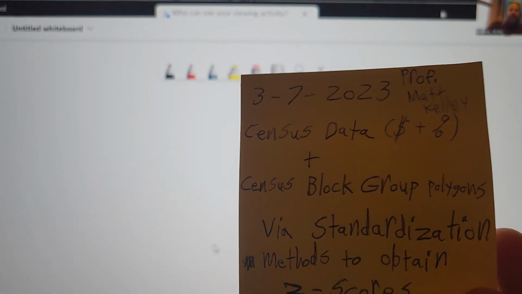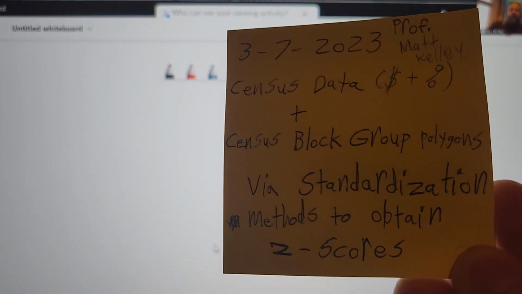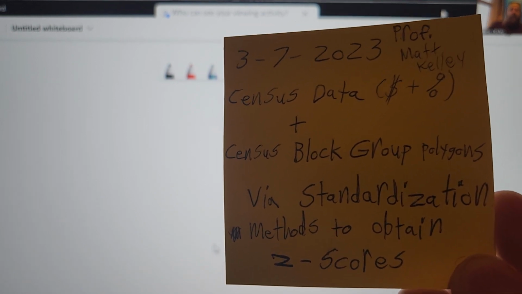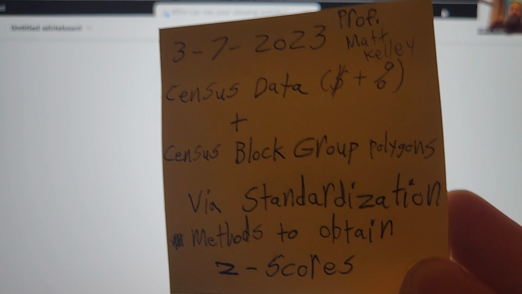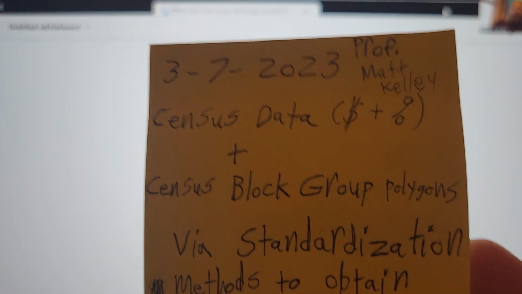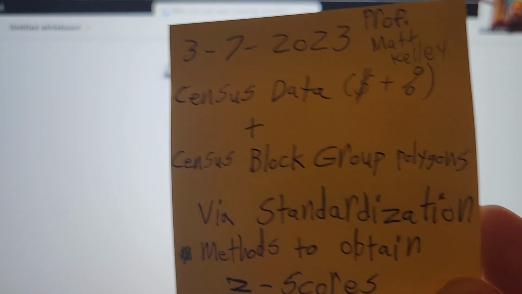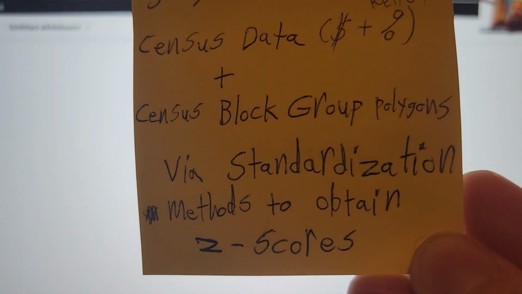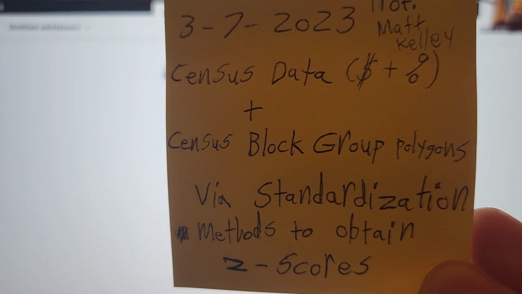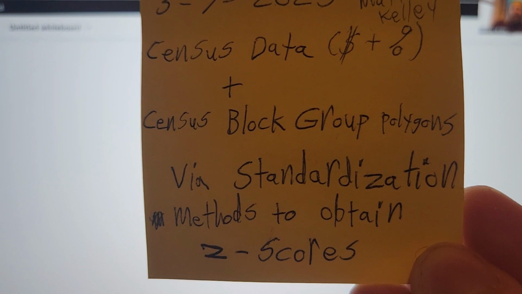We discuss census data, which exists as percentages and dollars, and we discuss joining that data to census block group polygons so we can compare different urban and rural communities and regions using these dollars and percents. But in order to do that, we need to standardize the dollars and percents from the census. We need to standardize to obtain z-scores.